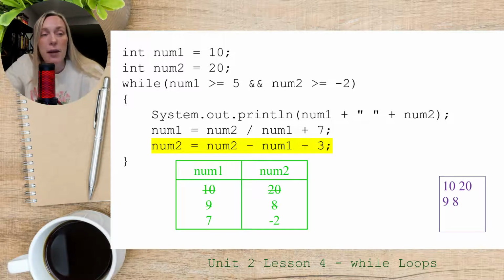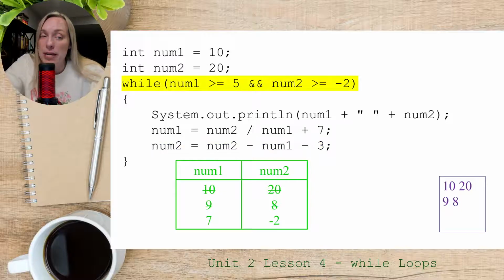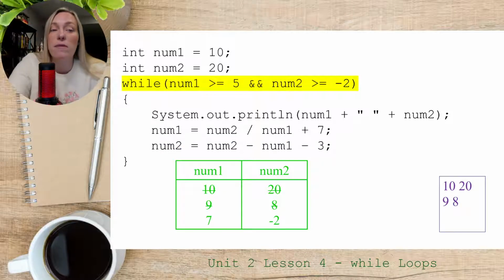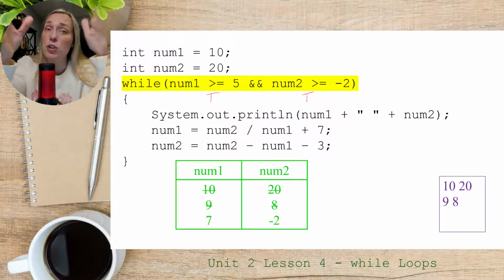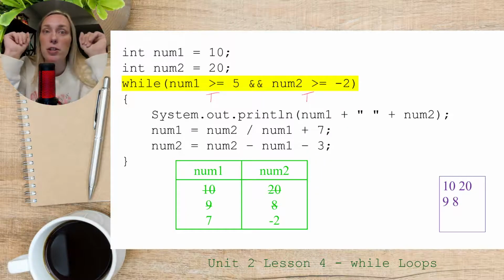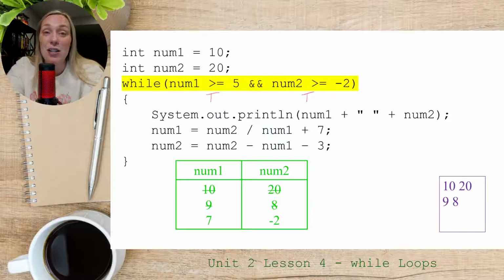I've reached the end of my loop. Now I'm going to go back up and check my condition. Is num1 greater than or equal to 5? That is still true. And num2 greater than or equal to negative 2? That is also true. It's equal to, right? So both of those comparisons are true. So and true evaluates to true. So we enter again. And we'll do this again.